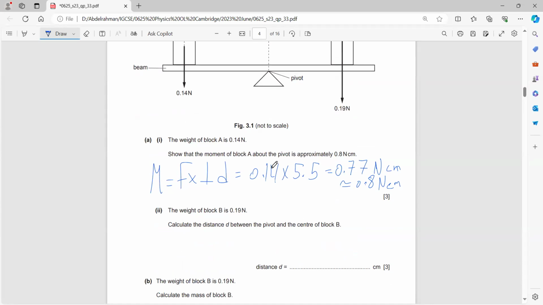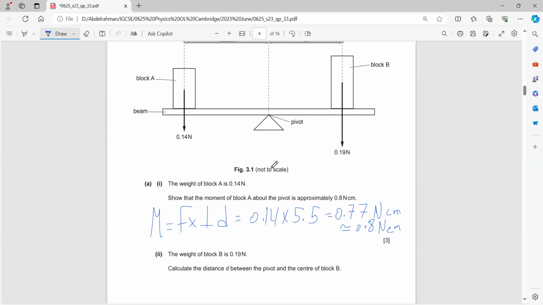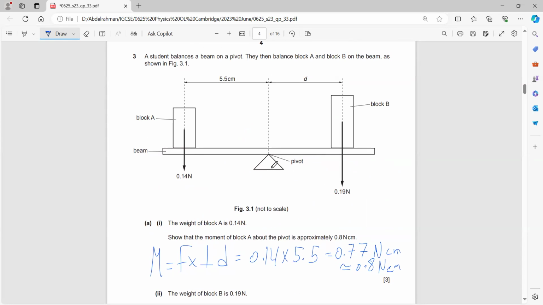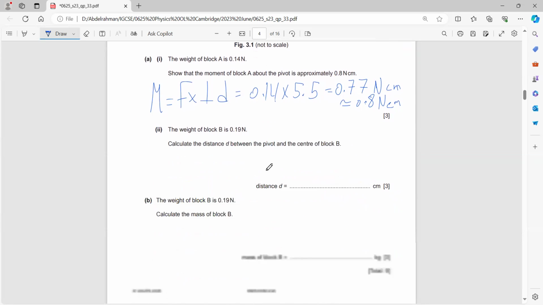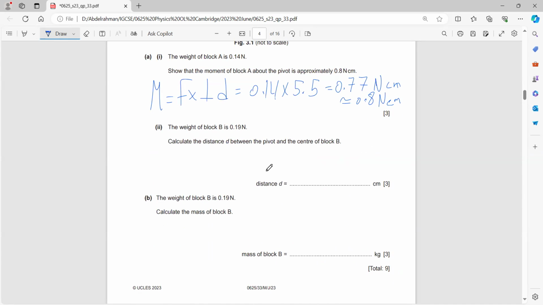The weight of block B is 0.19. Calculate the distance between the pivot and block B. Can I calculate the distance between the pivot and block B? Yes. Some of you would do distance equals moment over force. Look, guys, do not use this rule. This rule is wrong. There is no such thing as distance equals moment over force.